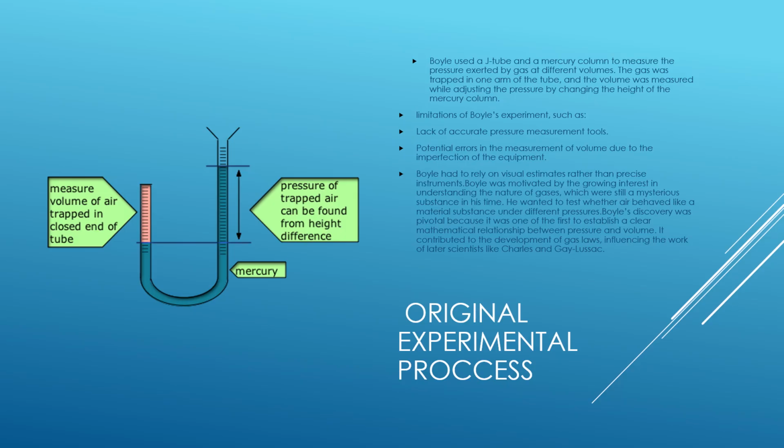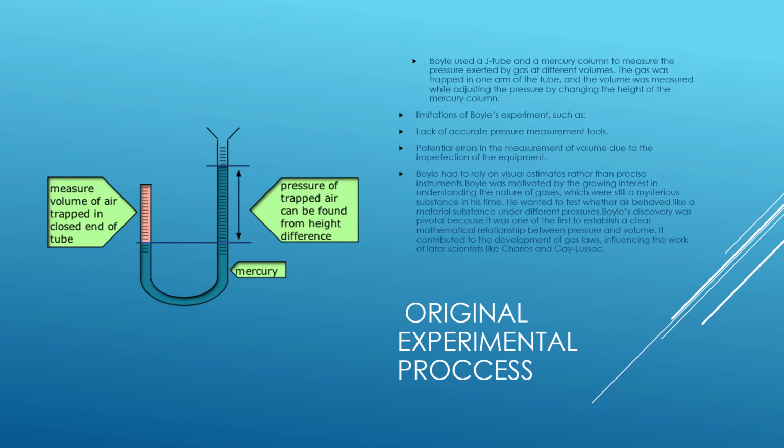Limitations of Boyle's experiments included the lack of accurate pressure measurement tools and potential errors in the measurement of volume due to imperfection of the equipment. Boyle had to rely on visual estimates rather than precise instruments.